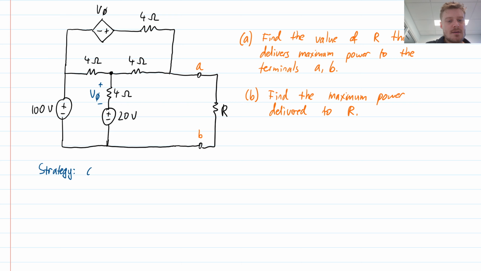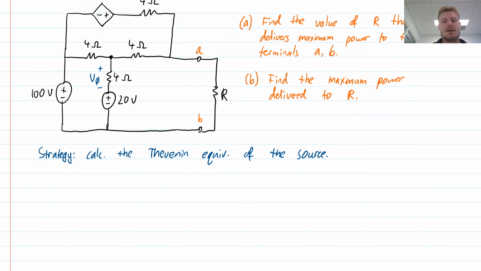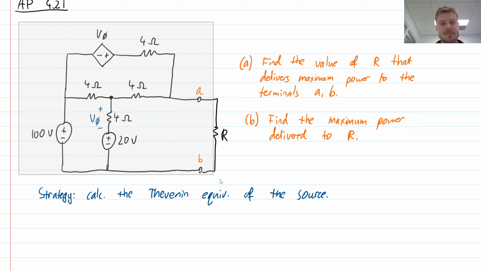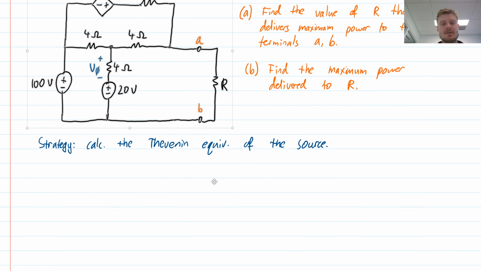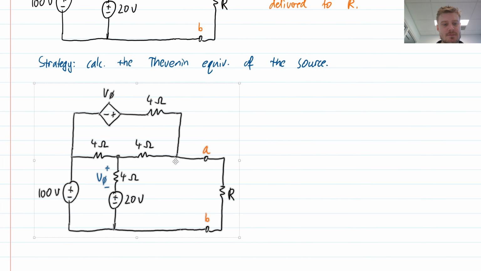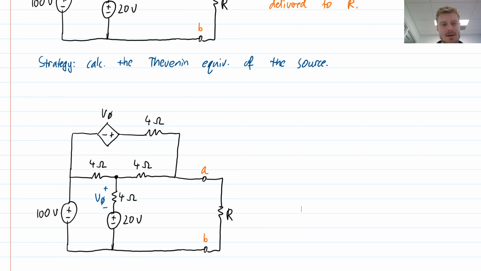So strategy: calculate the Thevenin equivalent of the source. We need to know the open circuit voltage in order to get the Thevenin voltage. To analyze the open circuit voltage, I'm going to redraw my circuit and solve for the condition where there's basically nothing connected across the output. So, solve for VOC, the open circuit voltage.